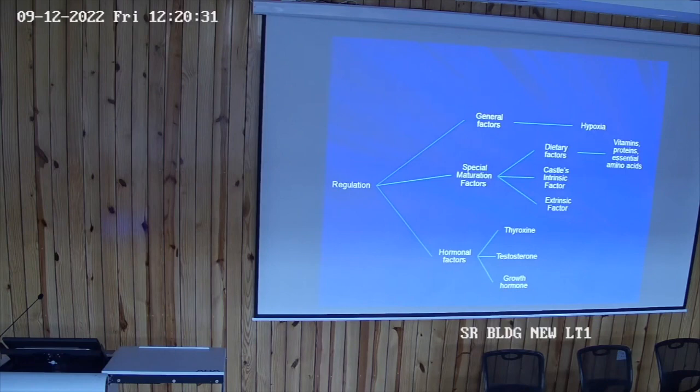Another condition may be anemia, a decrease in the RBC count and a decrease in the hemoglobin concentration. When there is anemia, there will be a hypoxic condition that will act as a stimulating factor. So the most potent stimulating factor for erythropoiesis comes out to be hypoxia, and especially renal hypoxia. That we'll see in detail. So hypoxia is the most potent stimulating factor for erythropoiesis. Another factor which we'll talk about is special maturation factor.